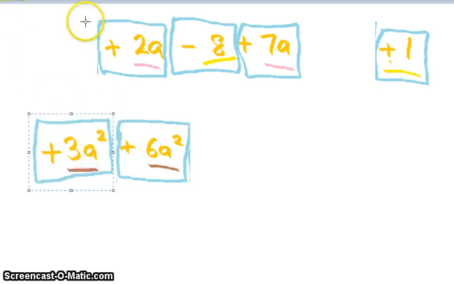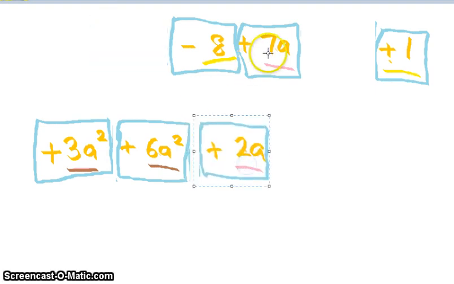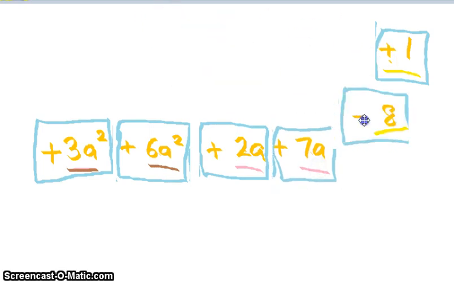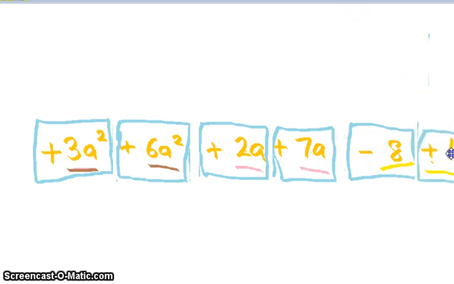Okay, next one, I have 2a. Where's the other a? 7a. Okay, come, let's go. Okay, and then we have our constants. We take our minus 8 and we take our plus 1 so that they can be beside each other. Okay, there you have it. It's much easier and simpler to do our algebraic expression here.